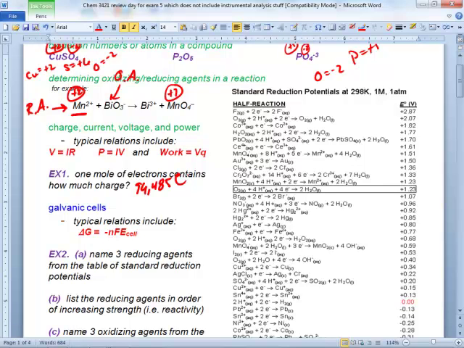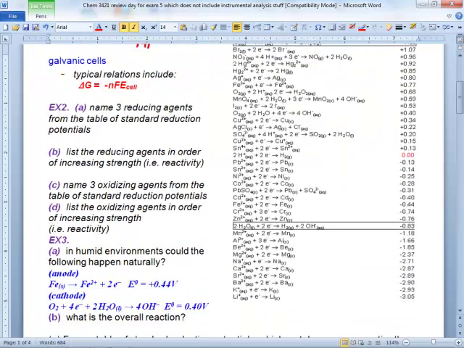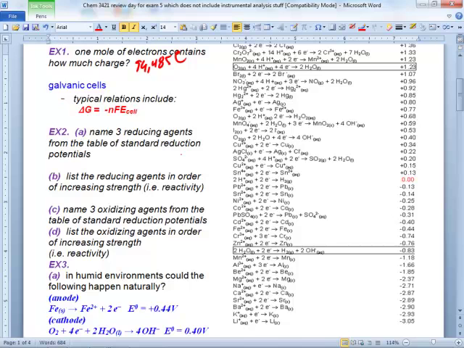Galvanic cells, there's our relation. Okay, delta G is minus nF E cell. The reason why that's there, and then these questions pop up, is that positive E's make things natural, spontaneous. They're going to happen. It's positive E's because you have a negative sign in there, right? So that's where this is coming from. And that's why you can answer questions like these.